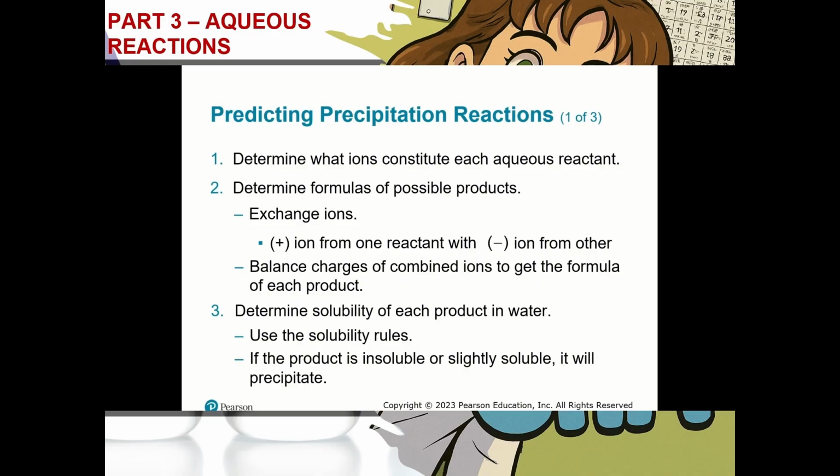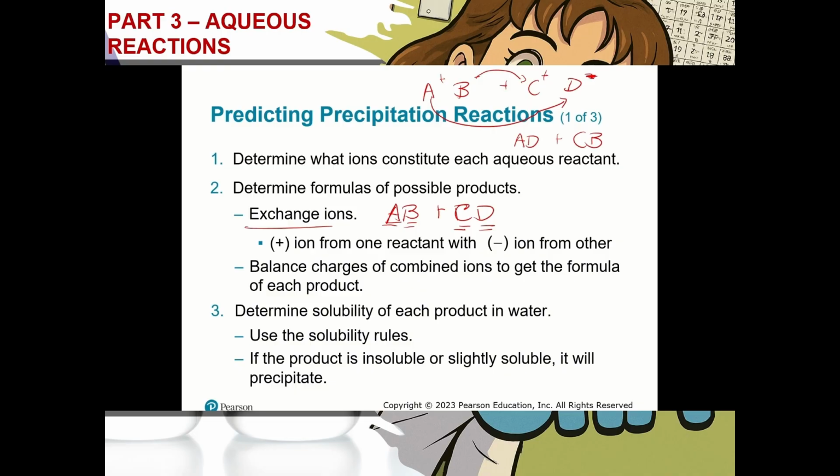So to predict precipitation reactions, we need to follow some steps. First, we need to identify the ions. Then we swap the ions to form possible products. What I mean is, imagine you have CD. We always start with the cation followed by the anion. So I have a positive charge here, a negative charge here, and then a positive and a negative charge. They can swap, negative with positive, okay? So it can be AD and CB.